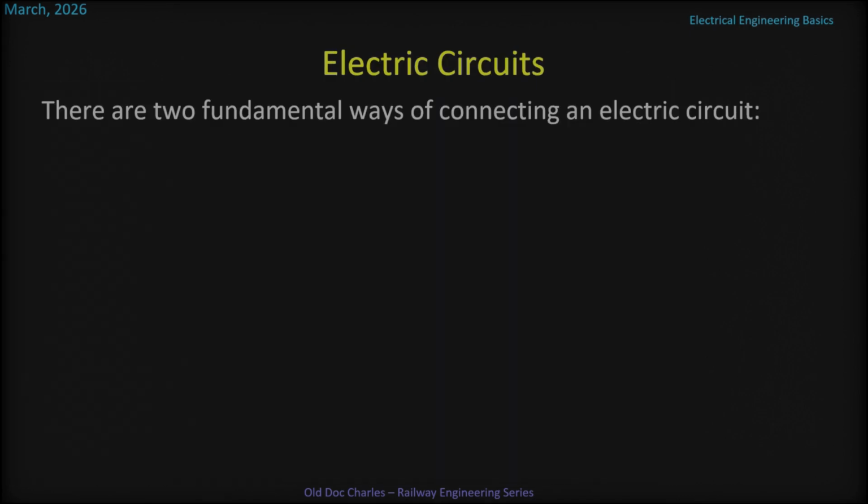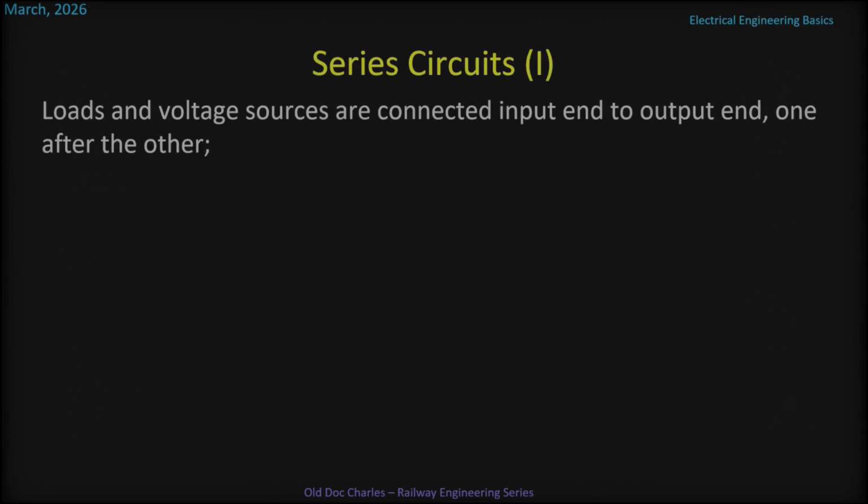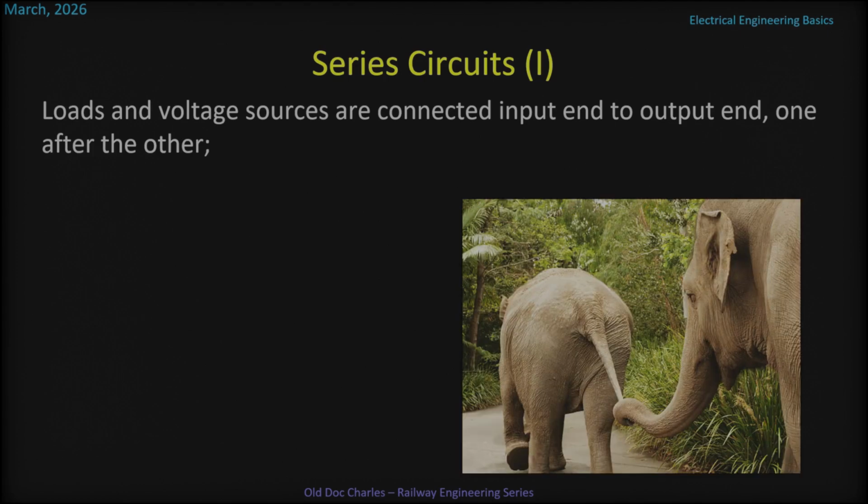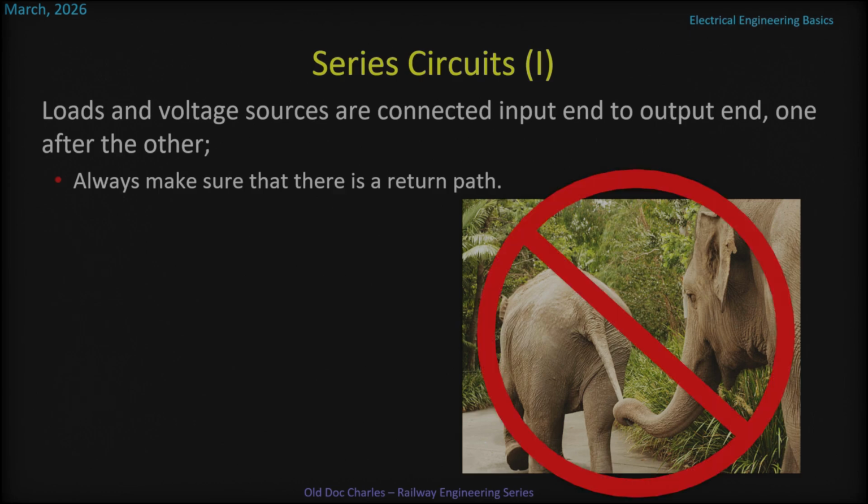There's only two ways to connect an electrical circuit, either in series or in parallel. I'm going to jabber on about each of these. Series circuits are connected input end to output end, kind of one after another, much like you picture a load of elephants walking, each one's trunk grabbing the tail of the one in front of it. And you always have to make sure there's a return path. This isn't how elephants work, though.